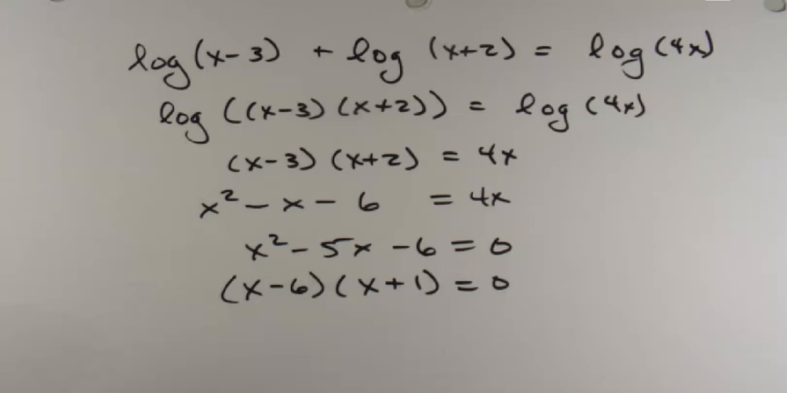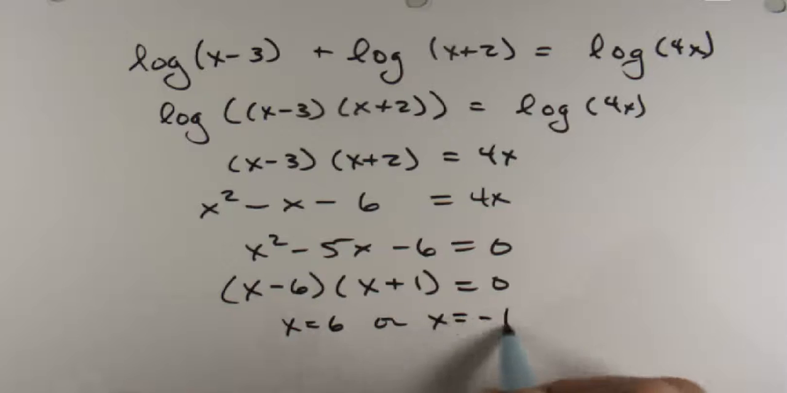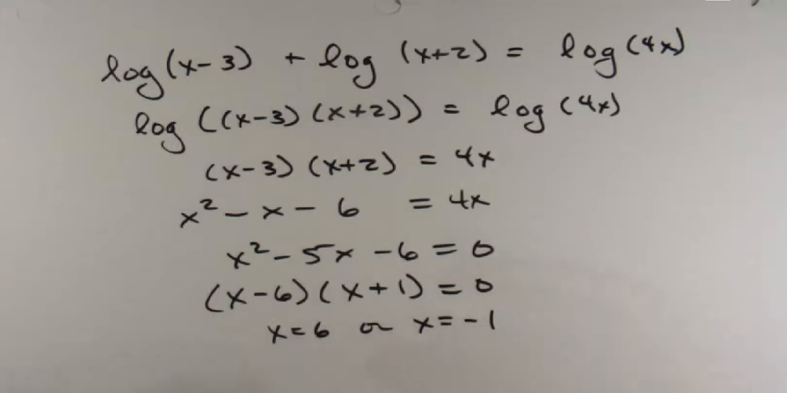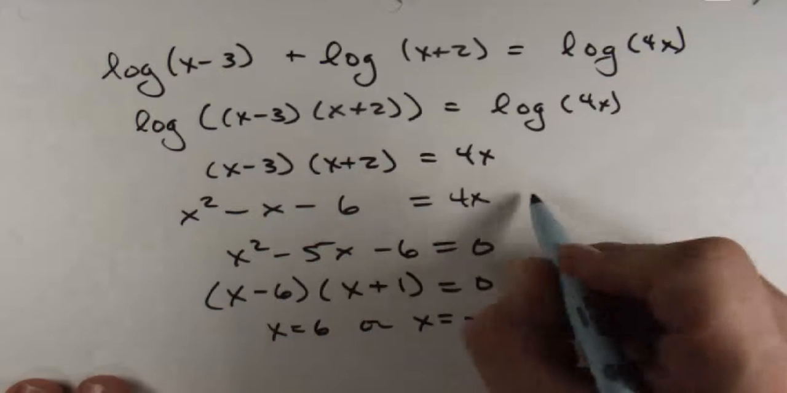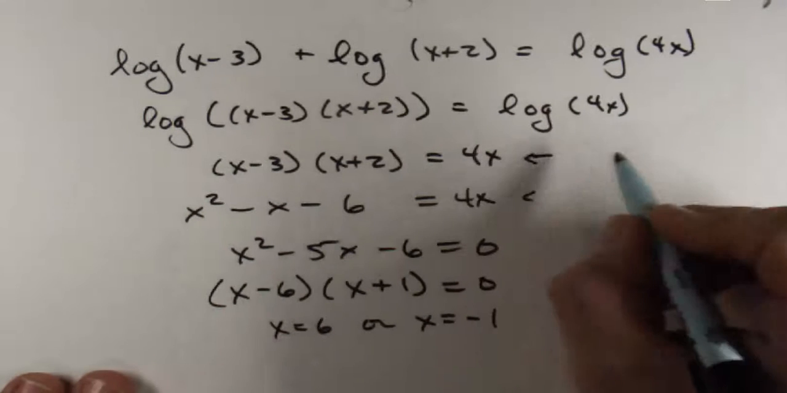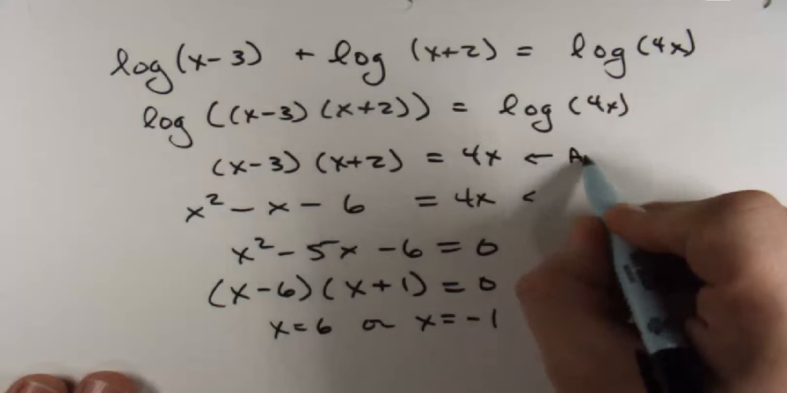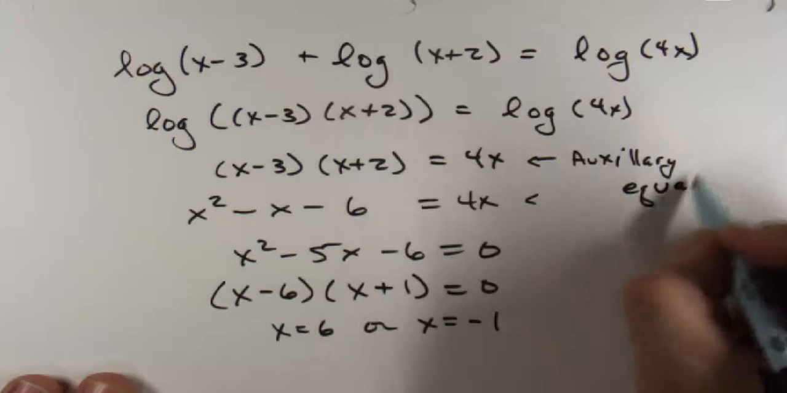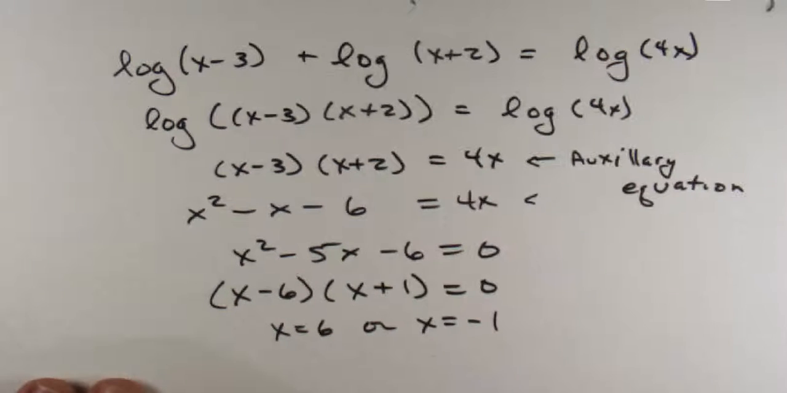Okay, so I went ahead and factored. I believe it's 6 and 1 are the factors. By the zero product property, x is 6 or x is negative 1. Now look, don't just assume this is right. Go back to your initial equation, because remember, this is not our initial equation. I think of it as an auxiliary equation. It may or may not give me my answers. It may give me what's called extraneous answers.